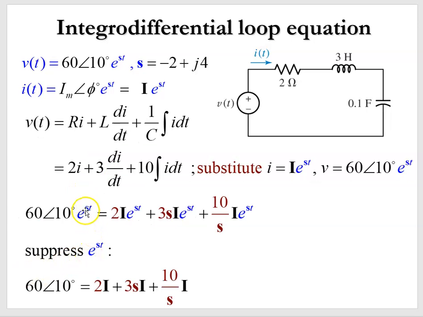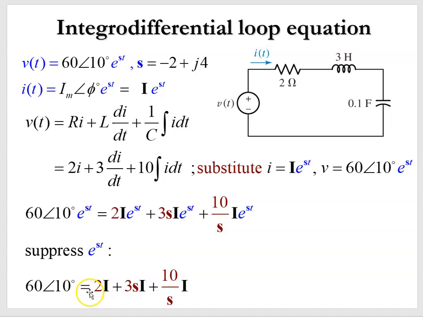So then what we do, we just suppress the e to the st, and when we're working just in frequency domain, we don't want to have a phasor multiplied by time domain. So we suppress that, and here we have just our frequency form or phasor form of our KVL loop equation. Excuse me. So this is entirely in frequency domain. We don't have a variable t in this equation. We've suppressed it, and we will be able to use this approach.